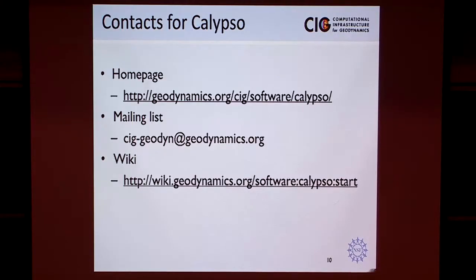So, we have a home page for Calypso here. I wonder if we can access the home page by clicking the PDF. And we also have a mailing list. Now it's a little bit quiet. And we also have a wiki. Then, if we have some trouble, problem, or question, we can communicate using this mailing list or wiki.